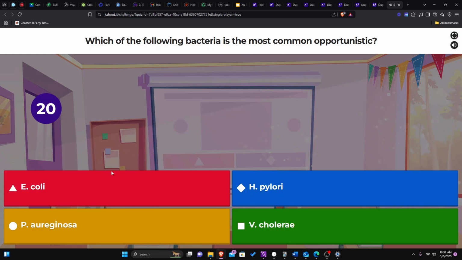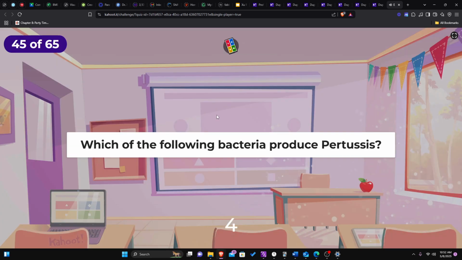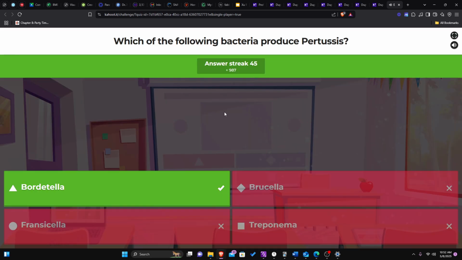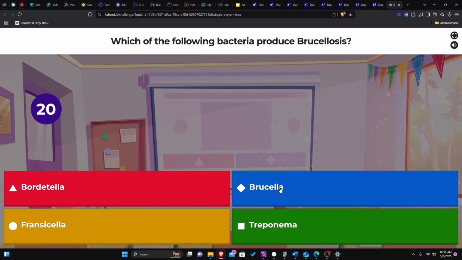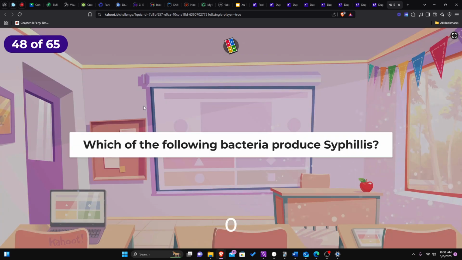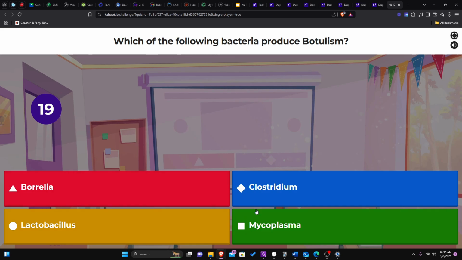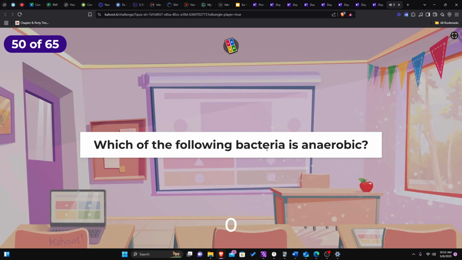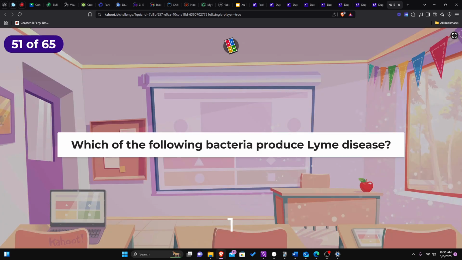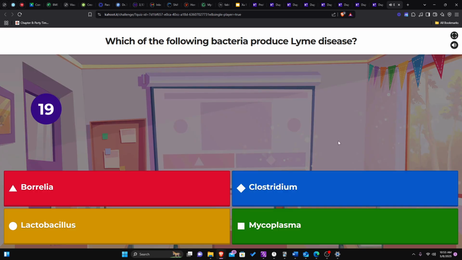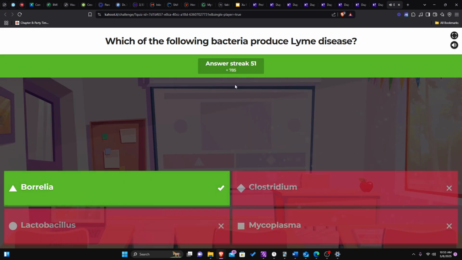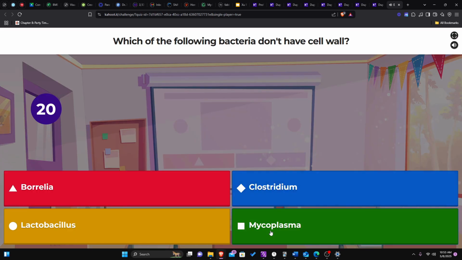Yeah, opportunistic is P. aeruginosa, so TCPS is... Pertussis, Bordetella; brucellosis, Brucella; tularemia, Francisella; syphilis, Treponema; botulism, pretty sure Clostridium; aerobic Lactobacillus, lactate; Lyme disease. Okay, because we know Mycoplasma is without the cell wall, so Lyme disease has to be Borrelia. Mycoplasma.